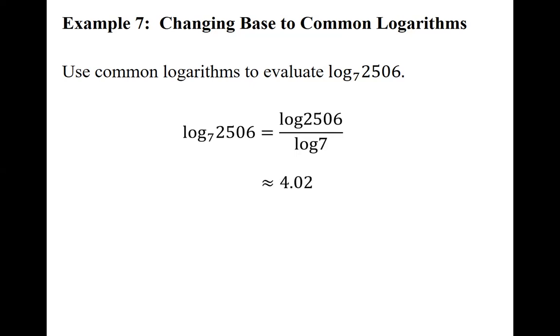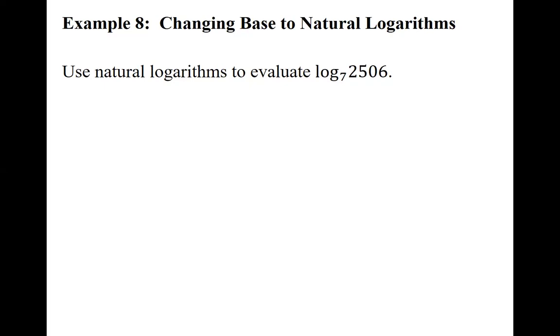So the change of base allows us to use our calculators to actually find these values for any base by bringing it to the common logs, or as we'll see now, by bringing it to the natural logs. If I did the natural log button of 2,506 divided by the natural log button of 7, I get 4.02 again. And that's it for this topic.